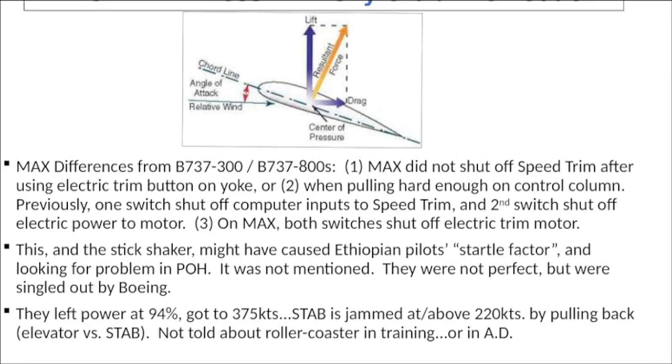These guys have been blamed in a big way, singled out even. But they were not perfect. They left the power at 94%, which is way too much. And they eventually got to, because of also the nose down trim, they eventually reached 375 knots. Also in low altitude, the air is denser too, so the forces on the airplane were even greater.